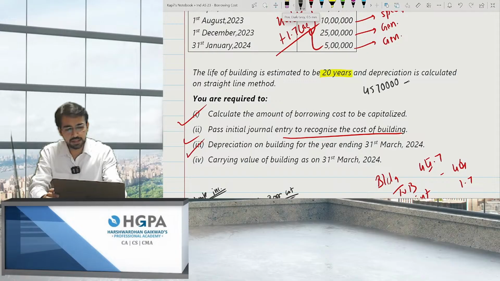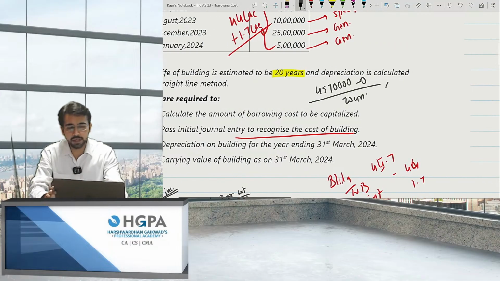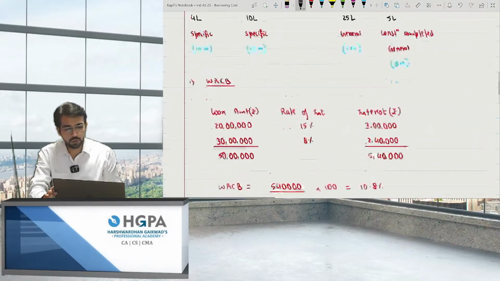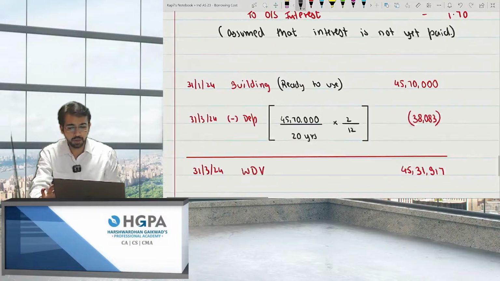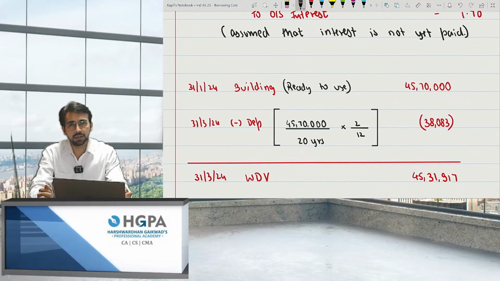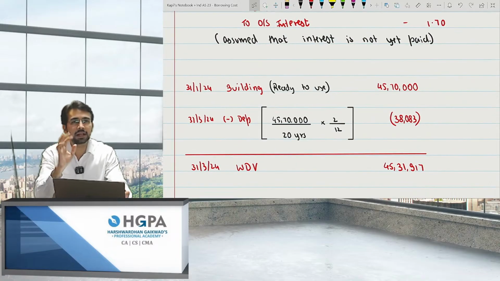45,70,000 was the cost of assets, scrap 0, life 20 years, and depreciation starts from the date it is ready to use. It was ready to use on 31st January, right? Can I say only 2 months depreciation, that is February and March? Only 2 months depreciation into 2 by 12. So let's see, into 2 by 12 comes to 38,083.